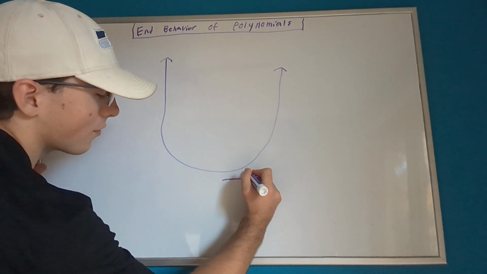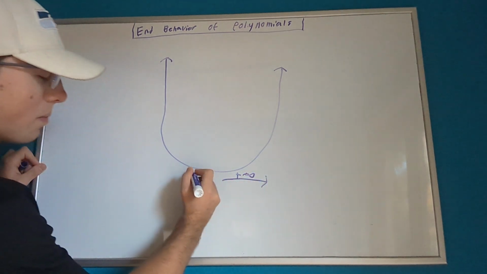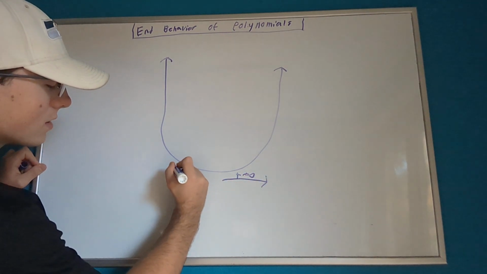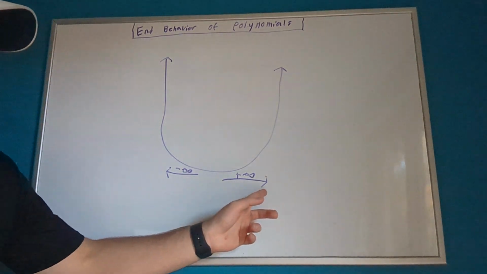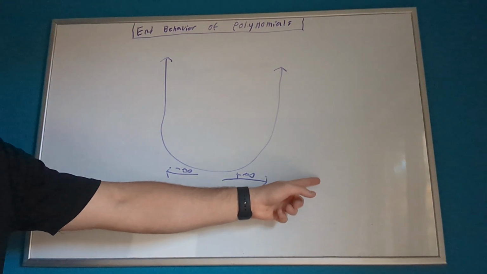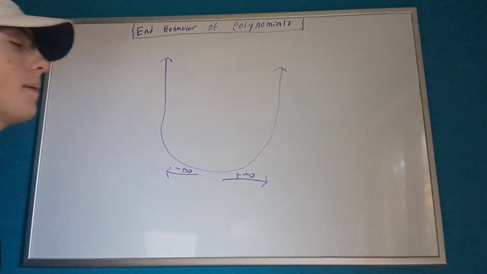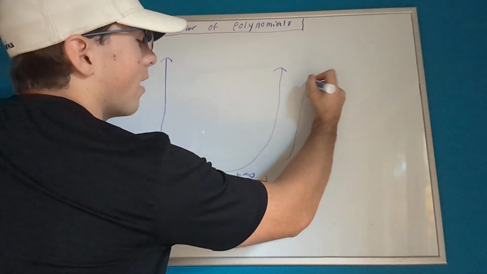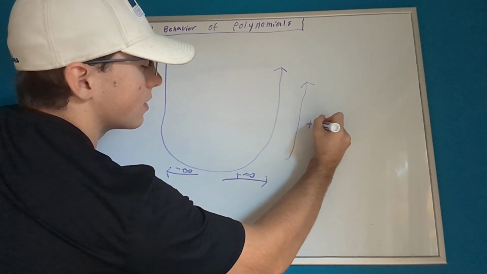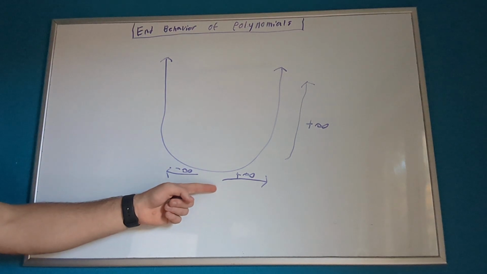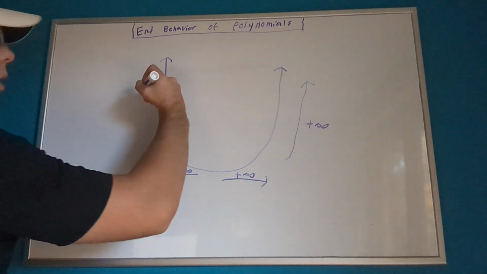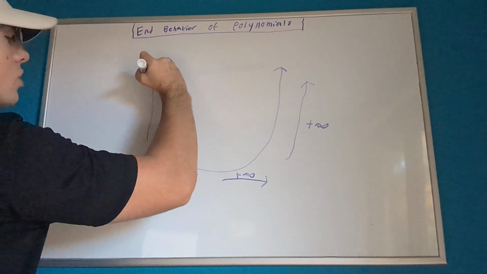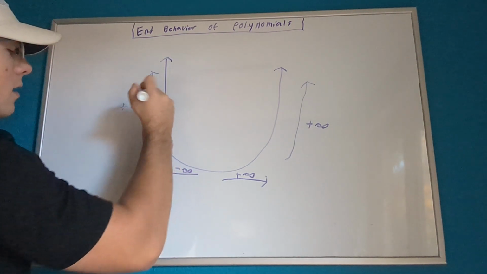End behavior refers to what the graph does as x approaches positive infinity, and what the graph does as x approaches negative infinity. So now let's think about this. As x goes to positive infinity, the graph will go up and up and up, so the graph will also approach positive infinity. Then, as x approaches negative infinity, the graph will also go up and up and up, so y will also approach positive infinity.